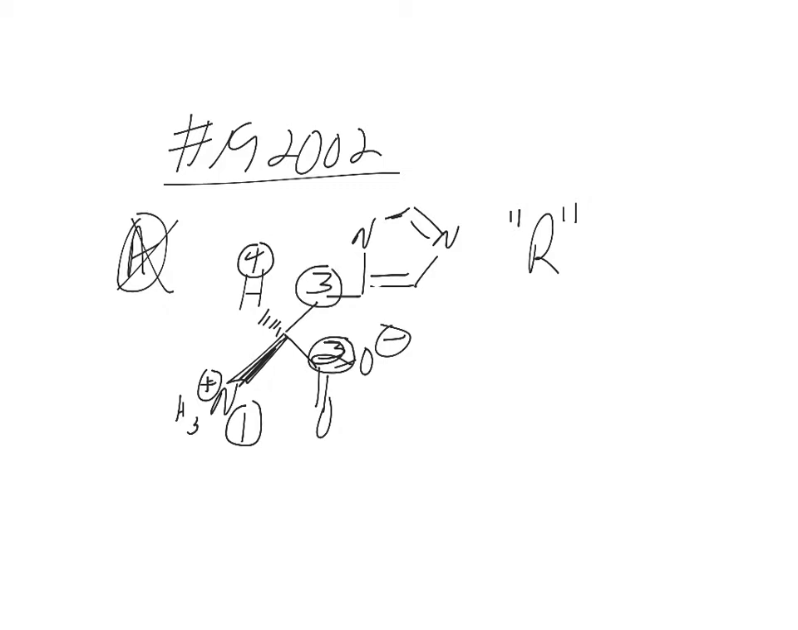Now we need to visualize, and we need to see if something rotates clockwise, that is R. If something rotates to the left, that is S. And when I say rotate, you need to have the lowest priority group in the back. All right, that's one way to look at it. So this is kind of set up nice for us because the H is the lowest priority and that's pointed away from us. So you go 1, 2, 3, that's rotating to the left.